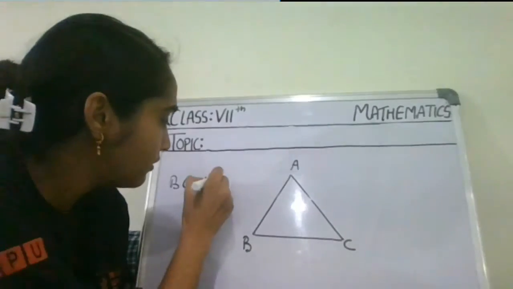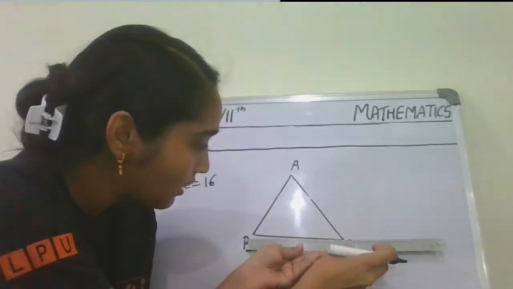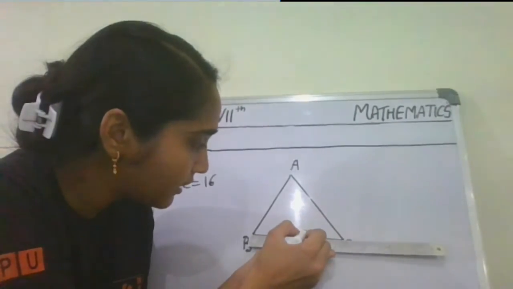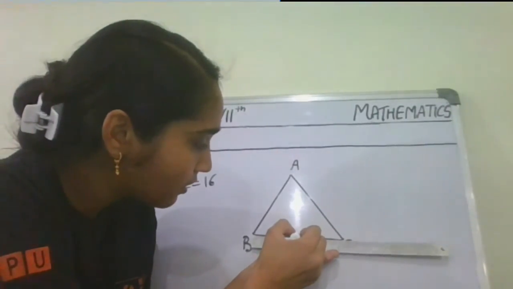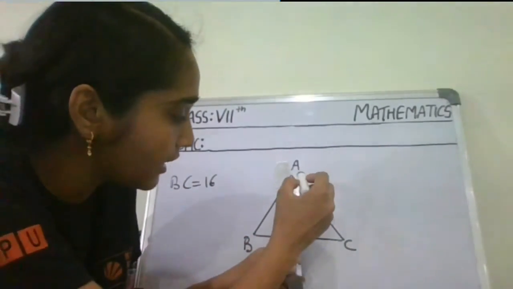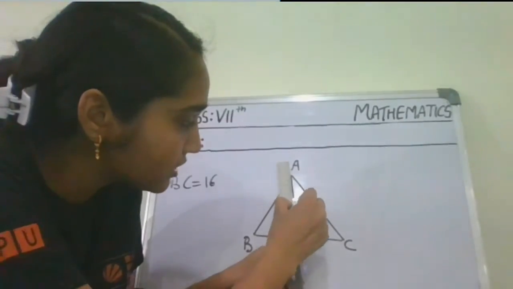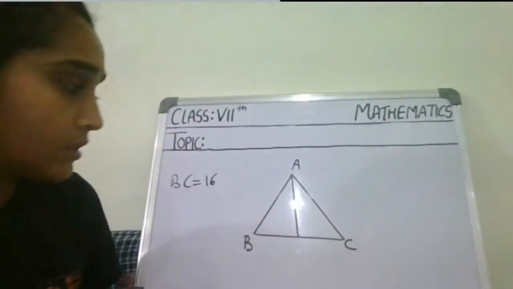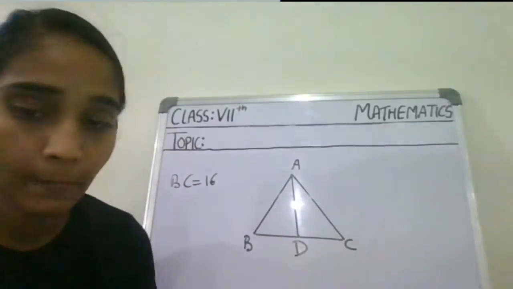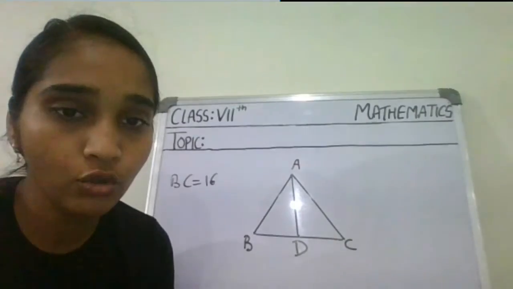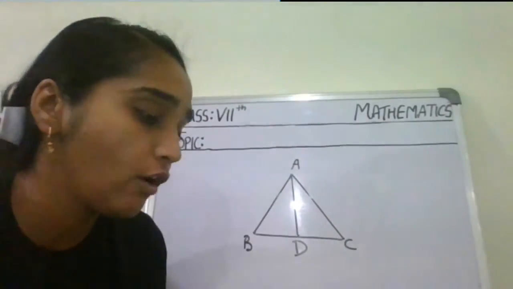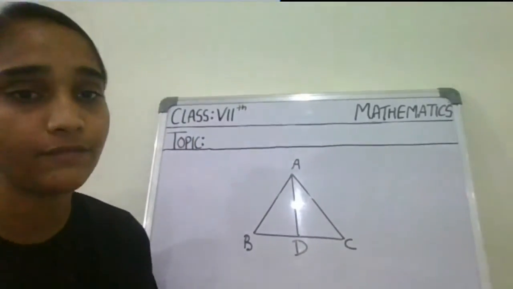Now what I will do, I will take its half, such that, yes, here it is. Now I am joining the vertex A to this point which I have got, which is exactly the midpoint of BC. And let me name it as D. Now students, do you know what we call AD? What is AD of this triangle? What is that specific name?